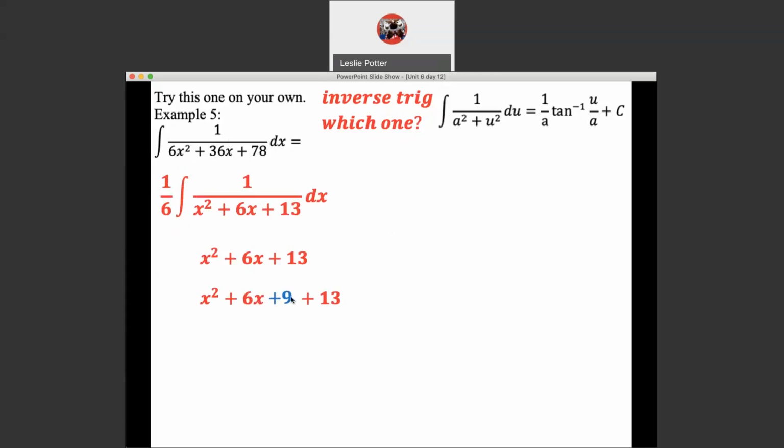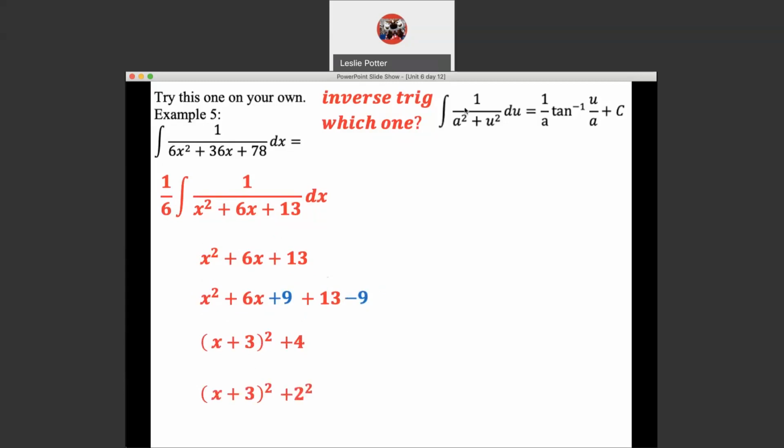And half of 6 is 3. 3 squared is 9. I didn't even use brackets here because everything's positive. I added 9, so I have to subtract 9 to keep it equivalent to what I have in my denominator. So now I'm going to write this quadratic here as a perfect square. So I'm going to write it as x plus 3 quantity squared, and this looks like it's 4, which is nice because it is a perfect square.